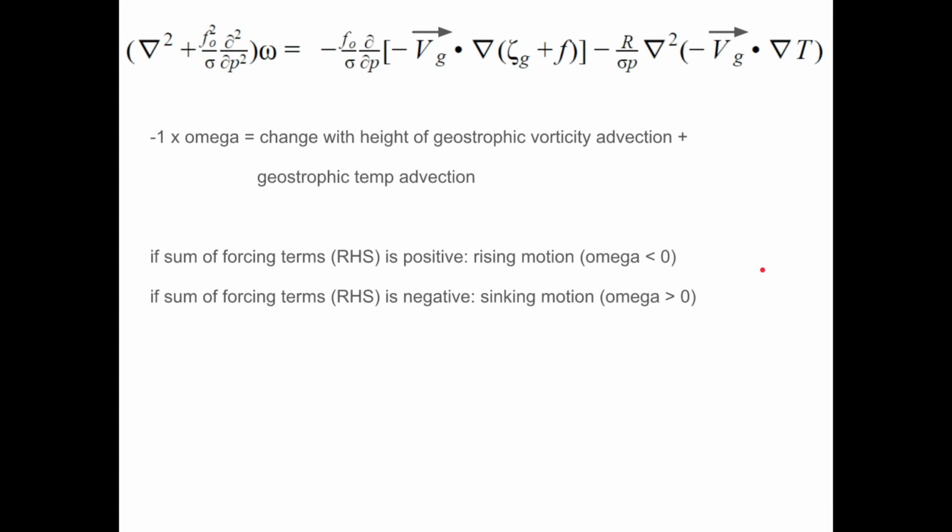So this is a really important equation, something that we use a lot when we try to understand why we're getting the weather that we're observing. If we have rising motion, we should see clouds and precipitation, and this basically is telling us why we're getting that weather.